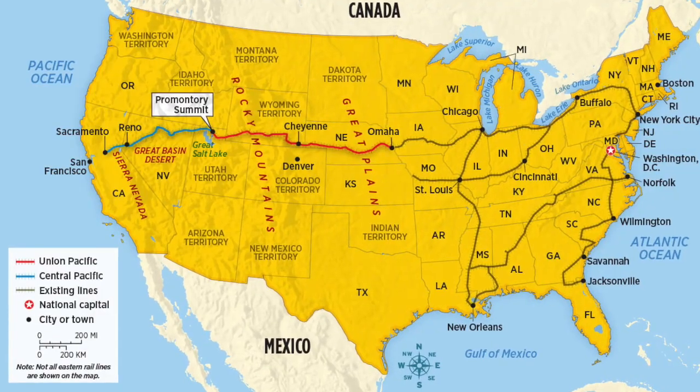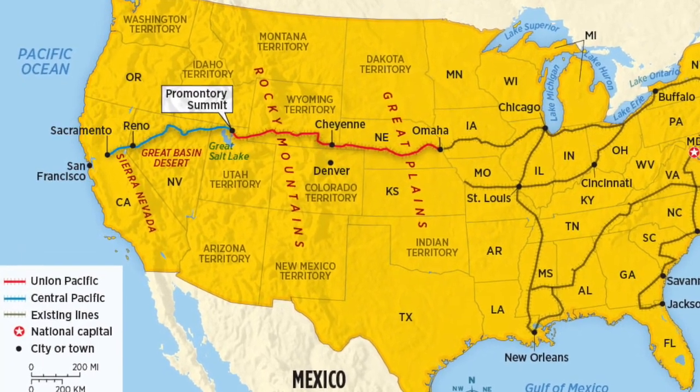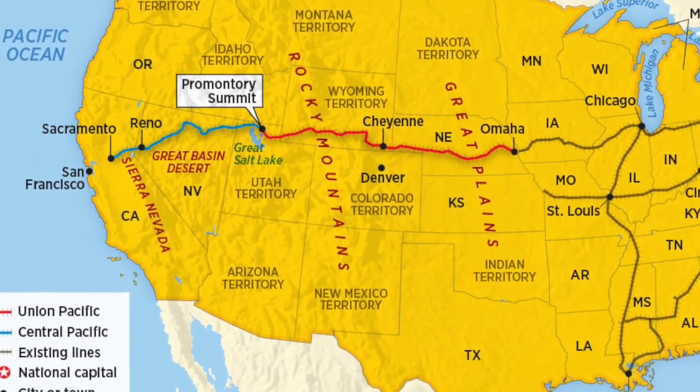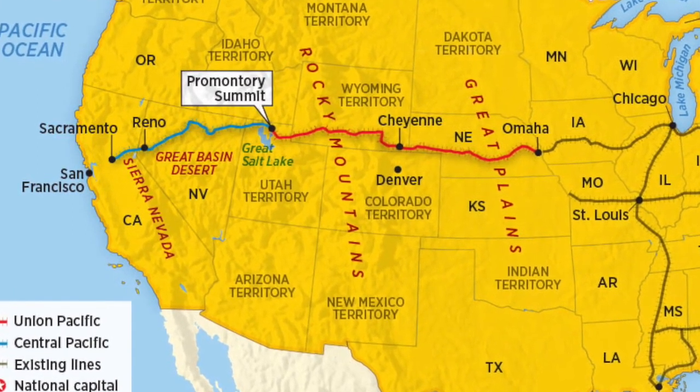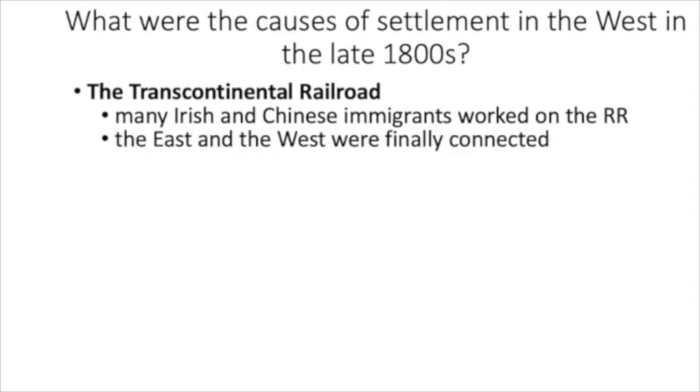It was now possible to travel from the East Coast to the West Coast of the United States in about a week. Not only could people travel quickly, so could goods and ideas. Now the United States truly had a national economy. There actually ended up being 4 transcontinental railroads when all's said and done.